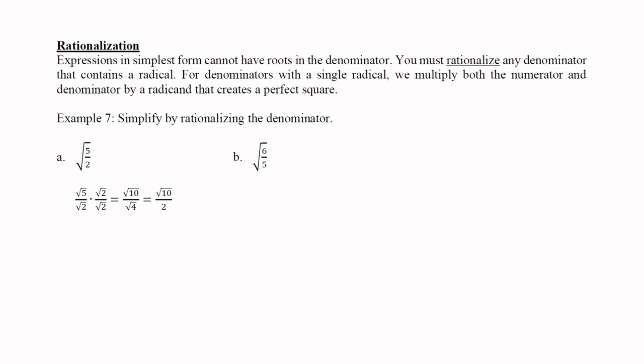For b, we have the square root of 6 over 5. We break up our radicals, and then we multiply the top and the bottom by the square root of 5, which gives us the square root of 30 over the square root of 25, and the bottom simplifies into 5. For the next one, we multiply the top and the bottom by the square root of 3, and that gives us the square root of 21 over the square root of 9, which gives us the square root of 21 over 3.